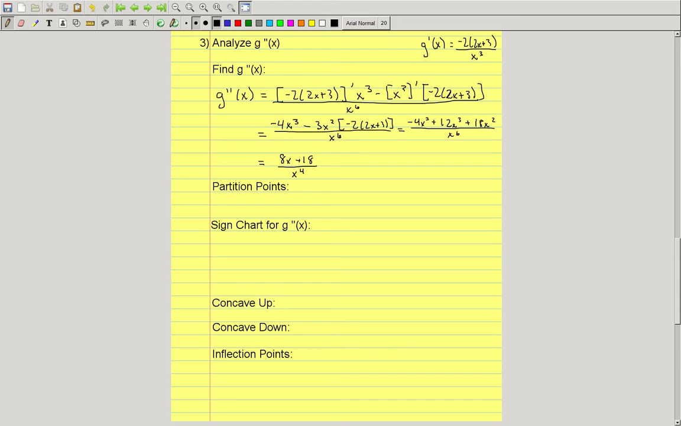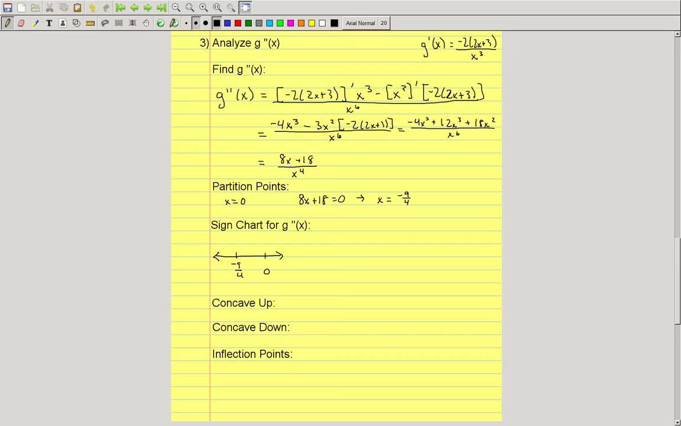For our partition points, we're going to get x equals 0 like we had before. And we also need to figure out when the numerator is equal to 0. A little bit of simple algebra tells us that this happens when x is equal to negative 9/4. So we construct our sign chart for g double prime, plugging in our values, negative 9/4 and 0.